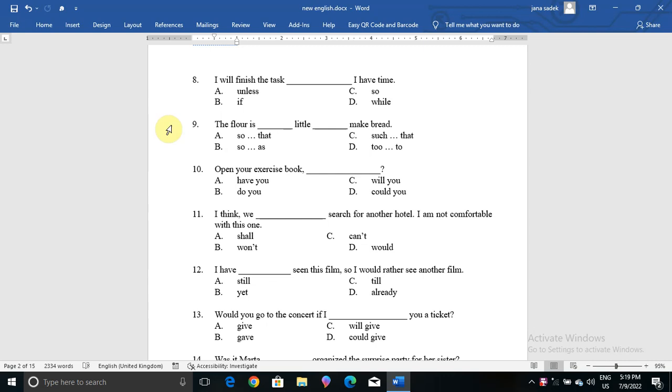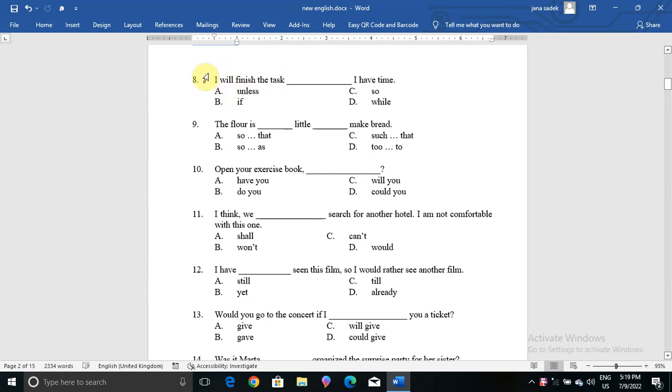First of all, let's see will and finish. Will plus verb 1 in the main clause. So that means in the if clause, what will we use? It will be verb 1. So that means I will finish the task if I have time. So that means this question is from if sentences. We can't use unless, we can't use so or while.